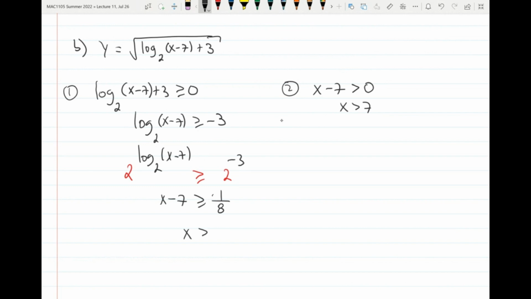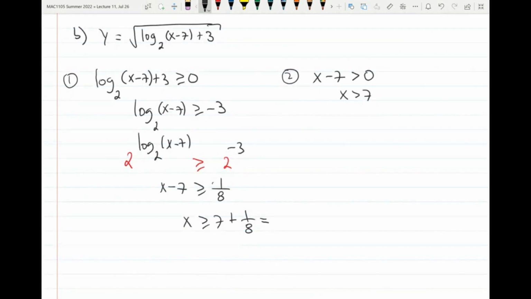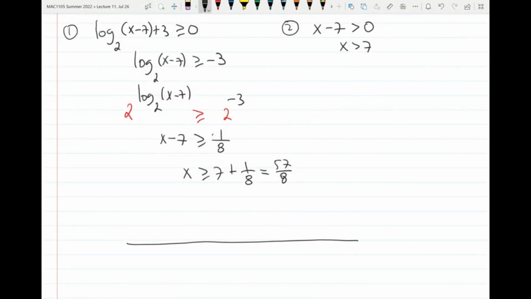Therefore, x has to be greater than or equal to 7 plus 1 over 8, which is 7 and 1/8, and then what is this? 56, 57, right? 57 over 8. It's nice to say it like this because notice that this is slightly bigger than that guy. Okay? So when we put the 2 statements together, here we have 7. Here we have, well, it's actually very, very close, but let me keep it like this. 57 over 8. This is 7 and 1/8.